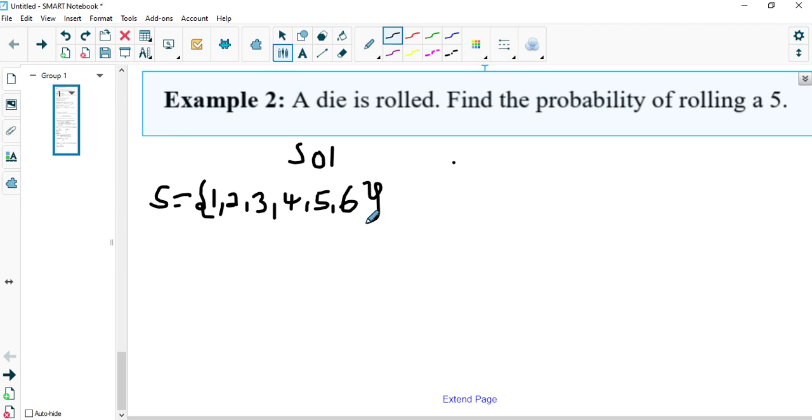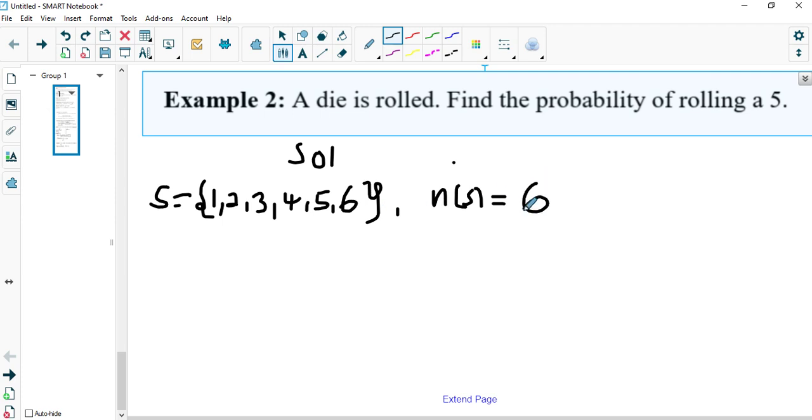Now from there, I said you have to note down the total number of possible outcomes in the sample space. That's to say, what is the number of elements in the sample space? What is the total number of outcomes there? If you count here, the total number in the sample space is 6.